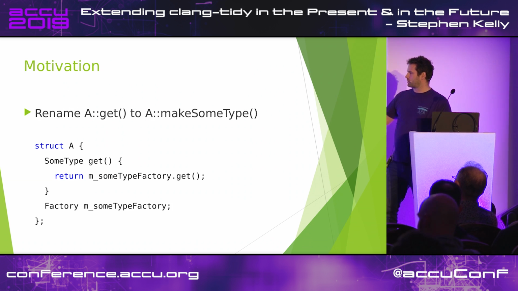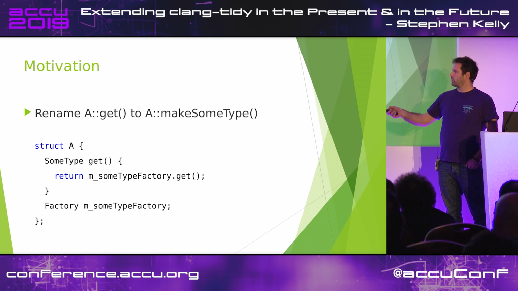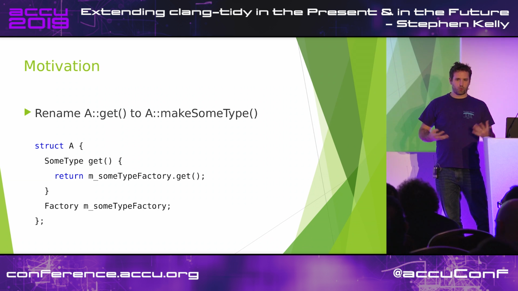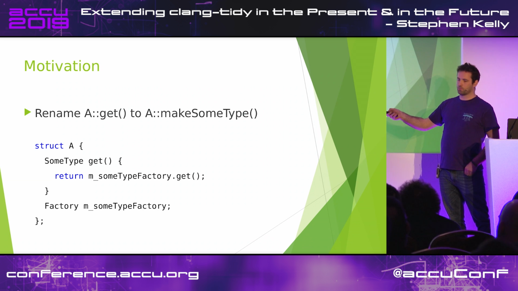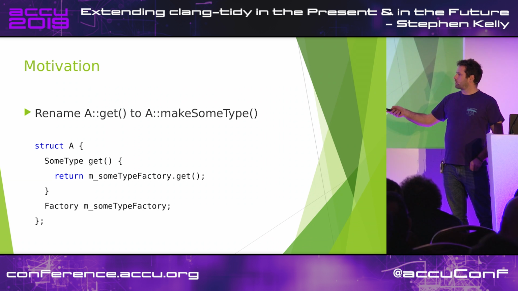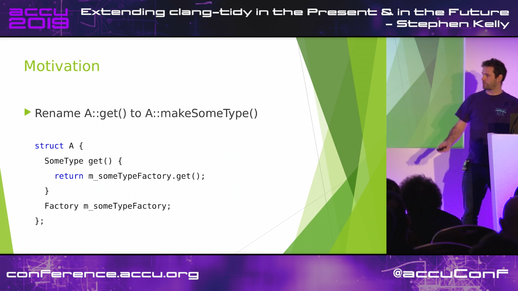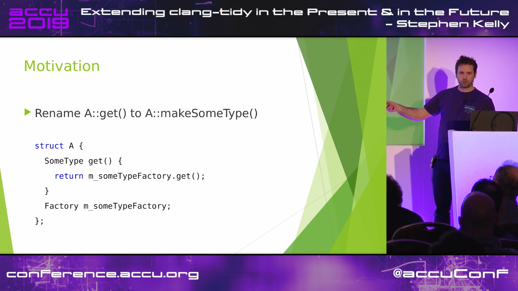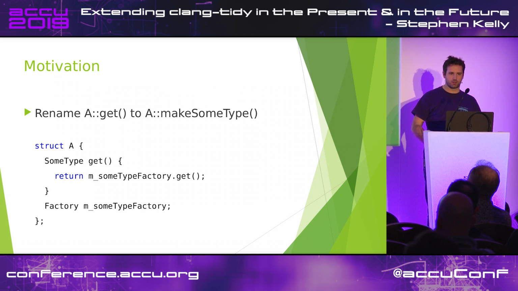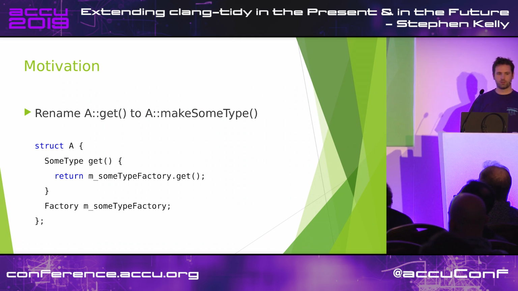And just one more example. Here, I have the requirement that I want to rename get to make some type. The problem being that I have other methods called get in my code, and it's only get on A that I want to port. So again, that's exactly what the Clang tooling API is for.